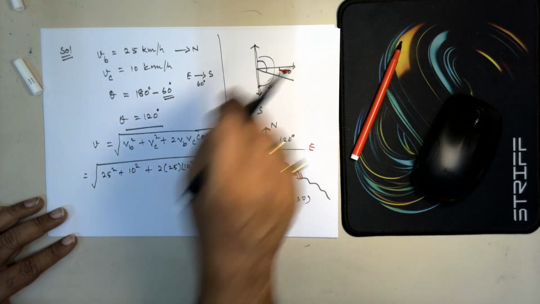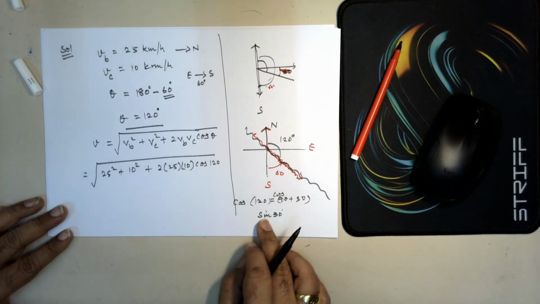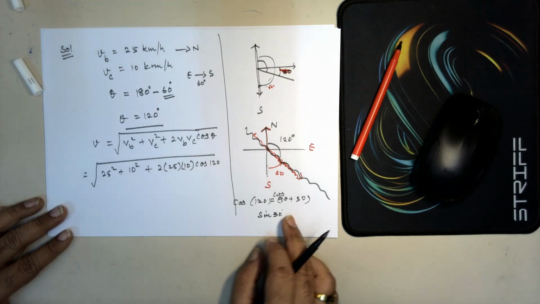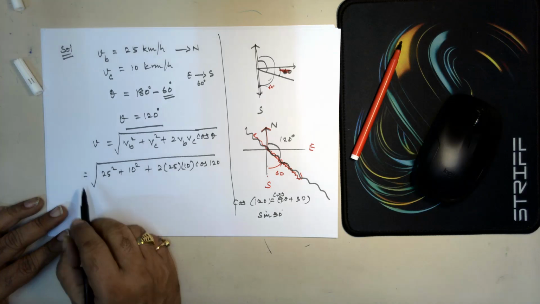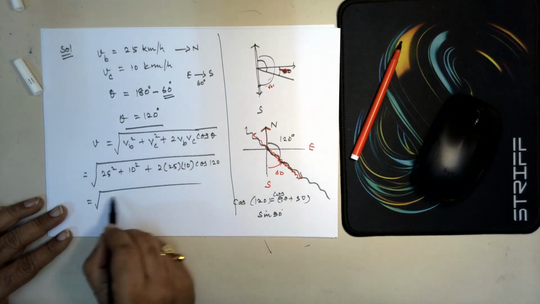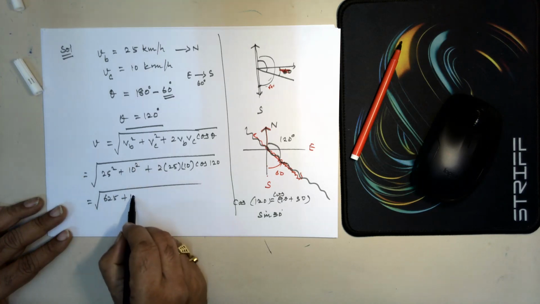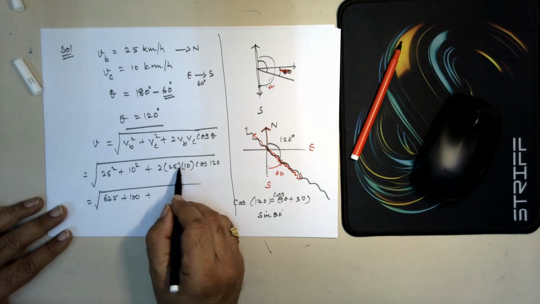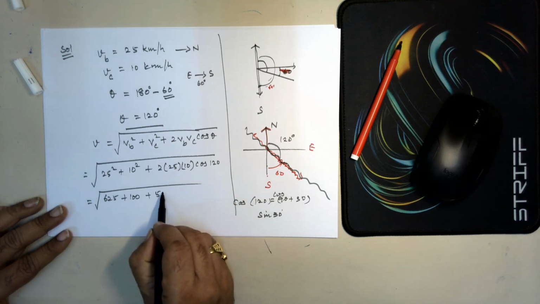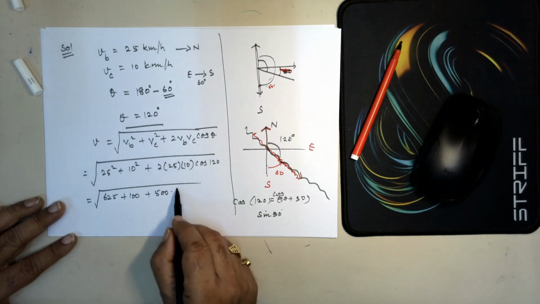Fourth quadrant here, right? Okay. So since it is sin 30, you have to introduce the minus sign here, right? Okay. So now let us proceed. 25 square is 625, 10 square is 100, and this is 2 into 25 into 10. So 250, 500, and cos 120 means minus 1 by 2.